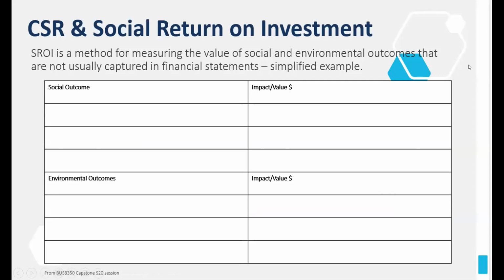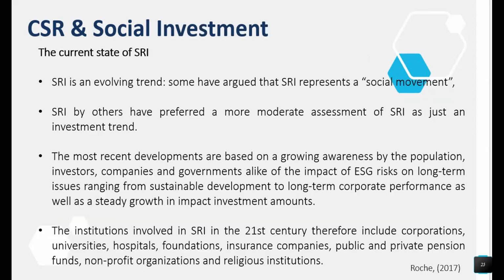So you can do SROI to measure environmental and social outcomes and do a table like this. So it's more for social environmental outcomes. Like you have to estimate the impact slash value. It's not a cash transfer. It's just an estimation. So SROI is an evolving trend.